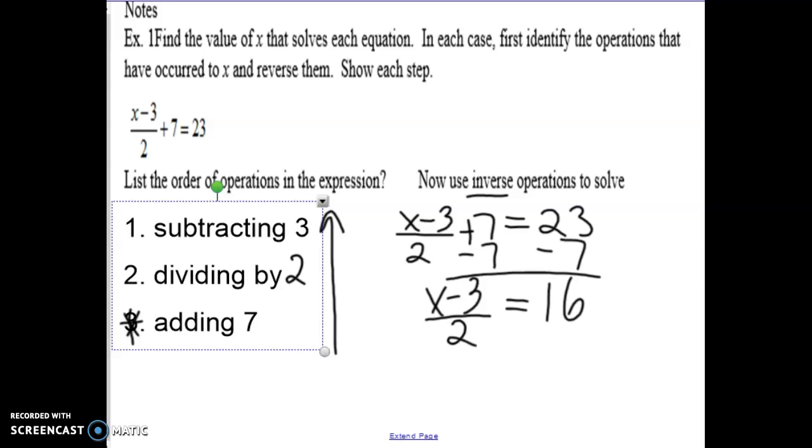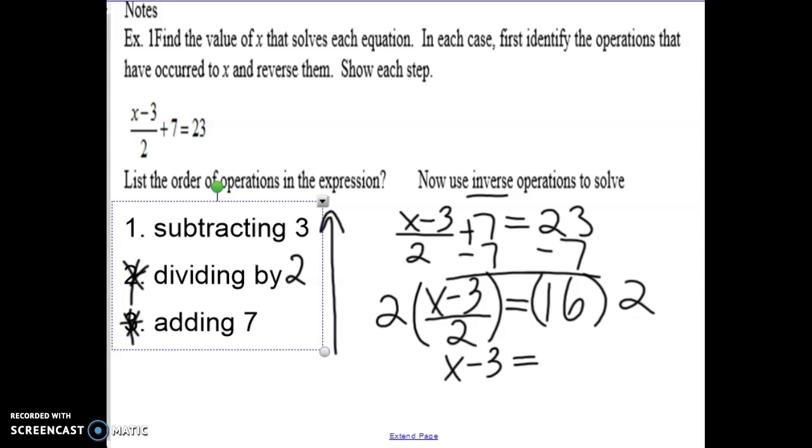Now, if you've ever had trouble figuring out what to do next, you probably have never thought about what we just did, which is the opposite of the order of operations. So if I divided by 2, I'm going to undo this by multiplying by 2. Okay? And hopefully this is starting to make so much more sense for why we do what we do.